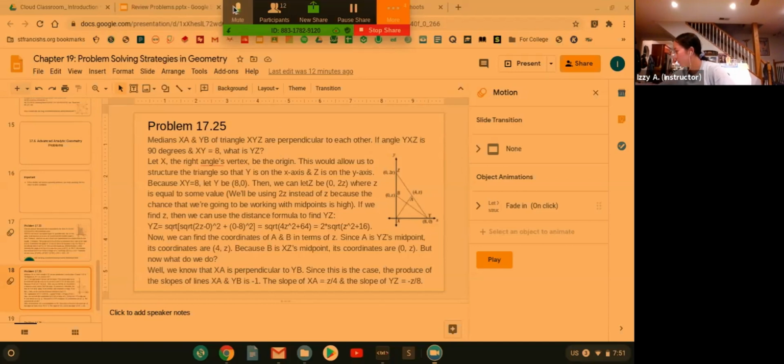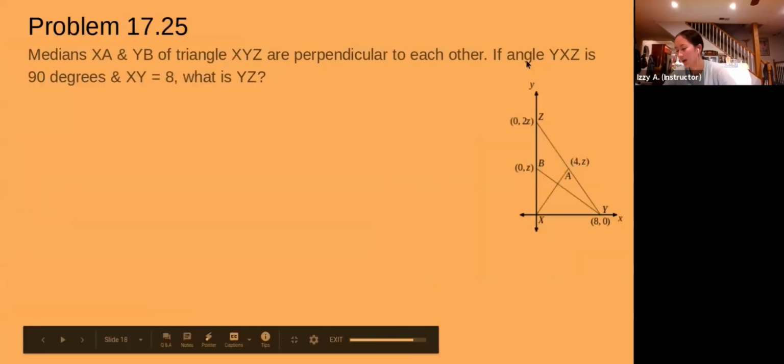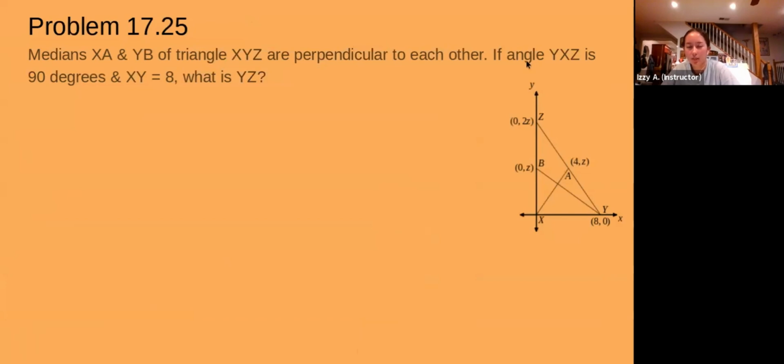Okay, so it's 7:51, so we will get back into our last section, which is 17.25. Medians XA and YB of triangle XYZ are perpendicular to each other. If angle YXC is 90 degrees and XY equals 8, what is YZ?